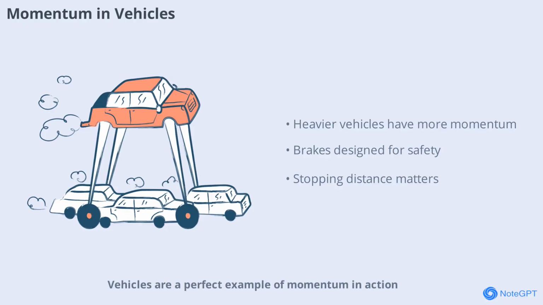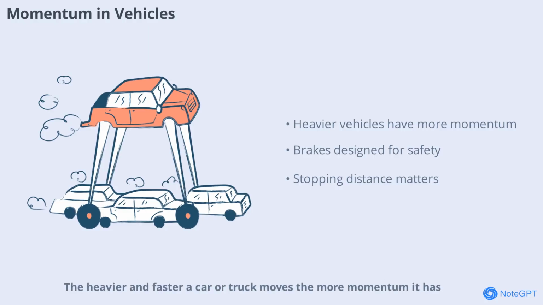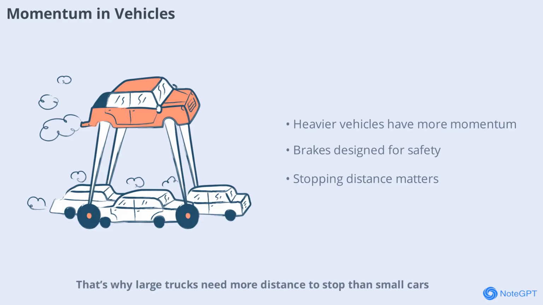Vehicles are a perfect example of momentum in action. The heavier and faster a car or truck moves, the more momentum it has. That's why large trucks need more distance to stop than small cars. Engineers design brakes and safety features with momentum in mind, ensuring that vehicles can stop safely even at high speeds.